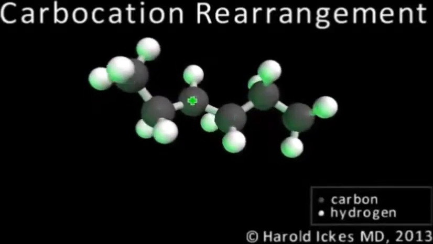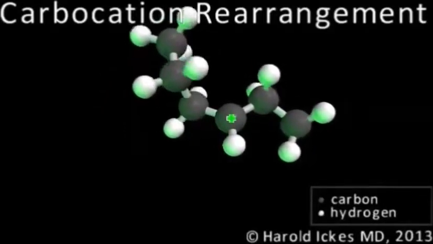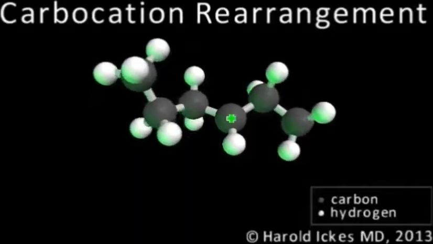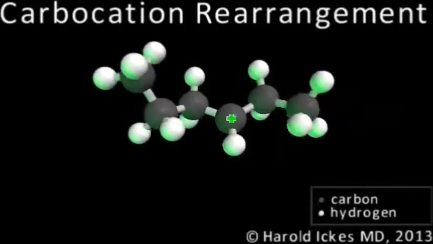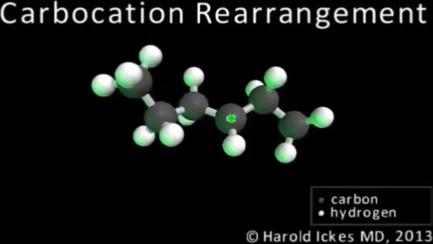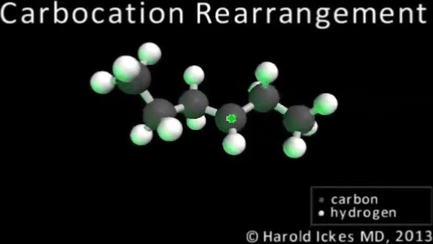Here we see an organic chemical rearranging. It's a hexyl carbocation. Notice how the positive charge, the green plus, jumps from carbon to carbon. To understand why this is happening, however, we need to start from a simpler beginning.